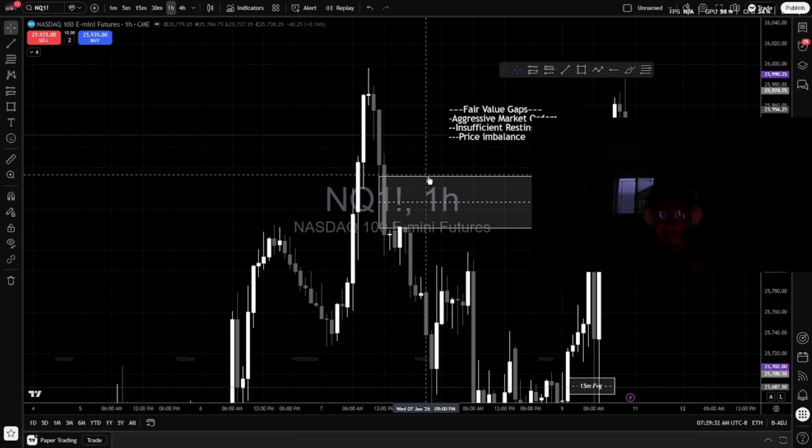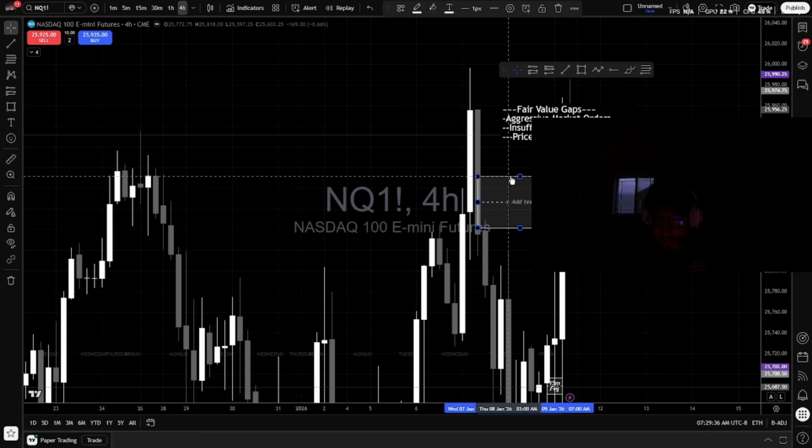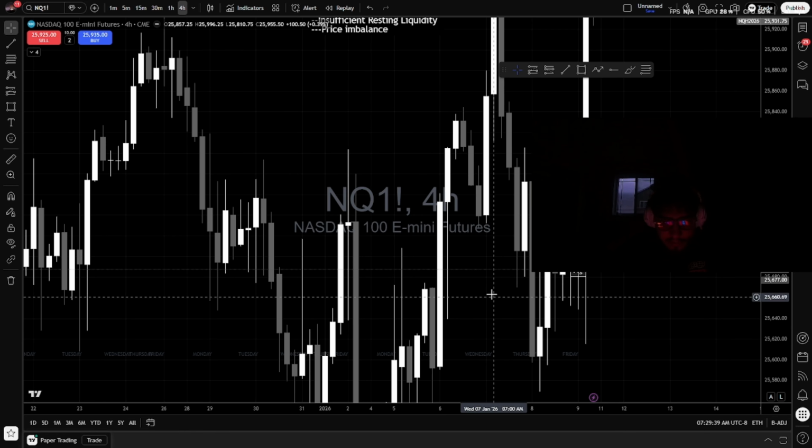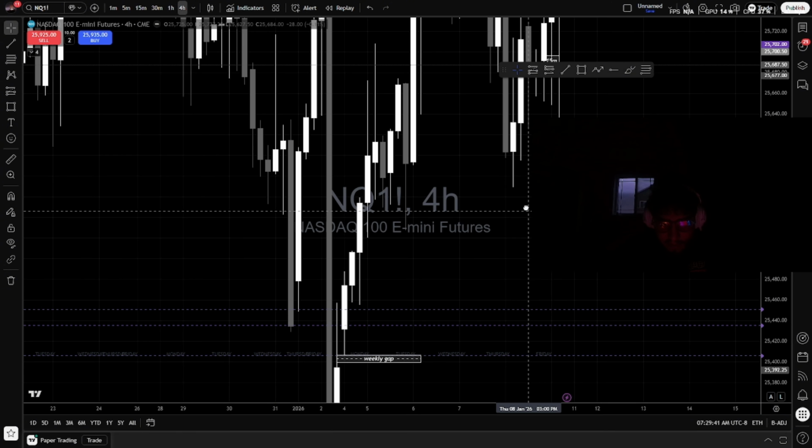And this works really well on the higher time frames. Here I'm going to put a 4 hour example, right? So let's go find a 4 hour fair value gap, if we even have one.